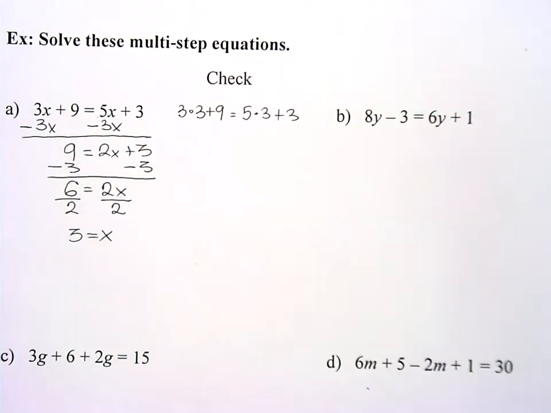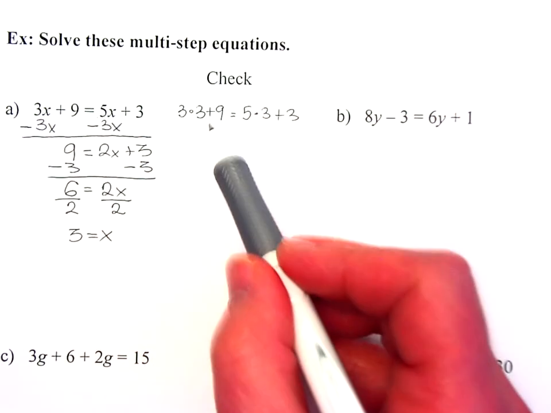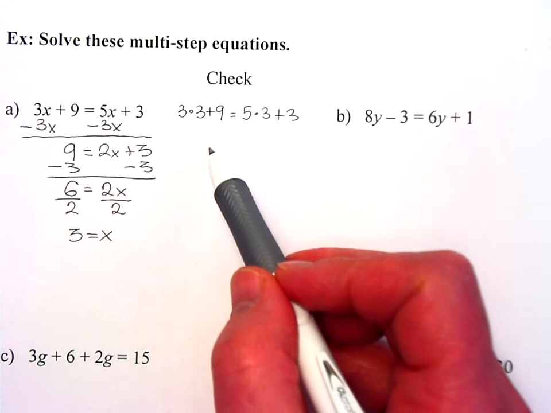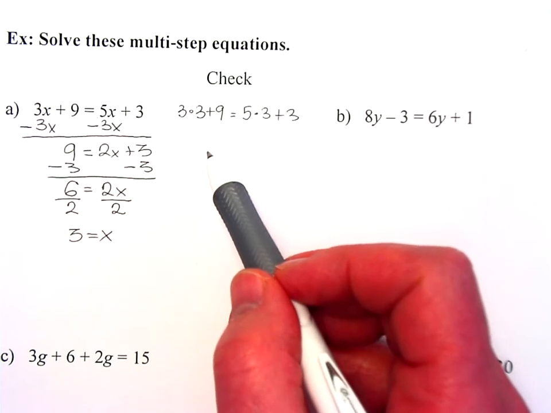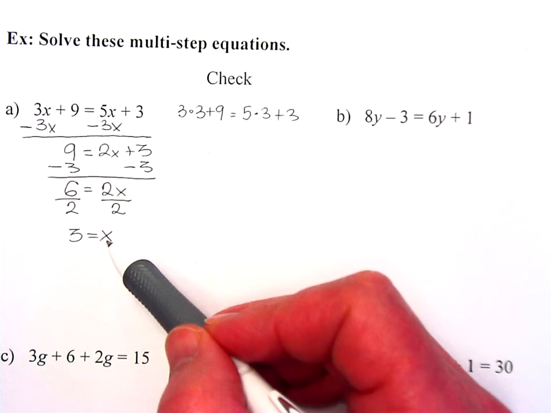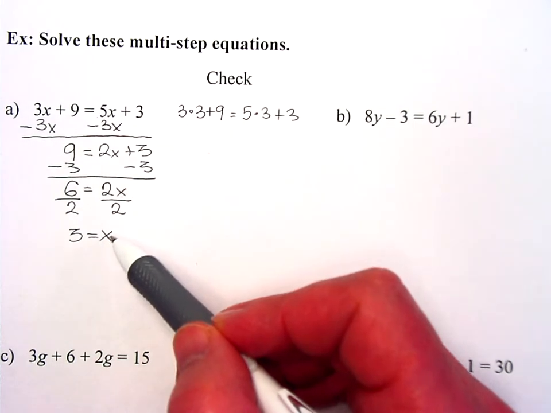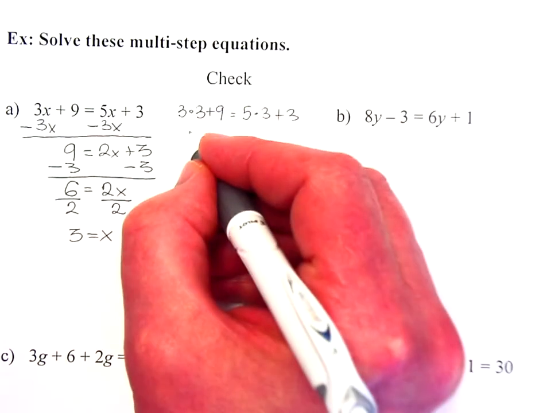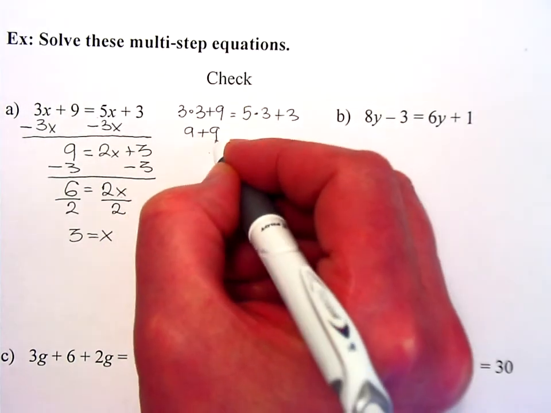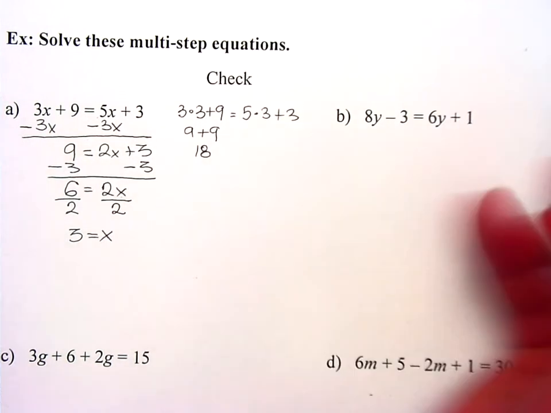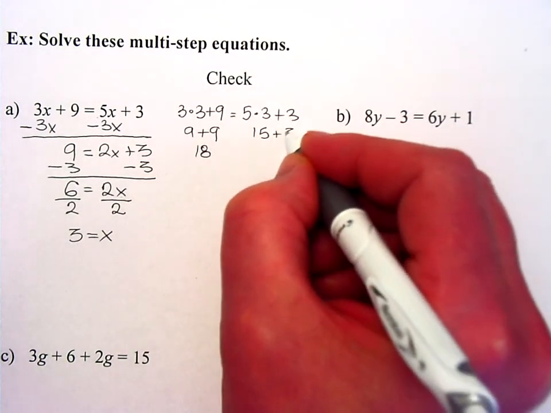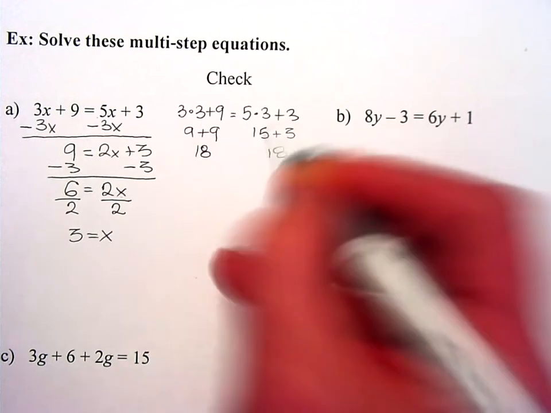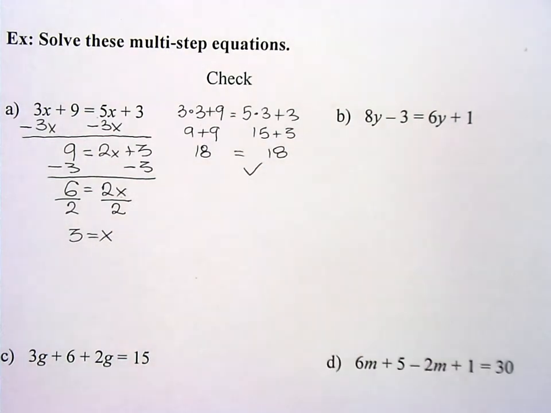What's important for me is that when I solve each side separately, I end up with the same answer. If I don't have the same answer, then it means I made a mistake somewhere. It means my x is not 3. It would be another number. So here I am. 3 times 3 is 9 plus 9. That would give me 18. On the other side, I have 5 times 3 is 15 plus 3. That's 18. And now I know that my answer is good.